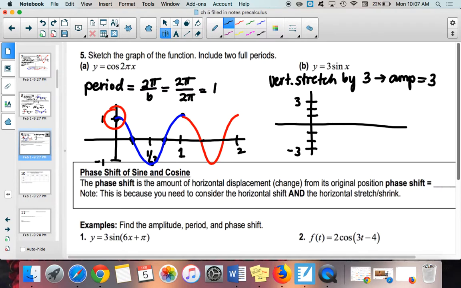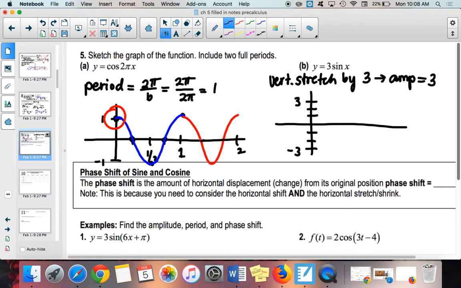And the equilibrium line has not changed. It's still the x-axis. I always call that the middle line, the equilibrium line. How does that change? What if I wanted an equilibrium line of 2? What would I need to do? Yeah, you just have a +2 on the end, right? That would move it up to 2. And then what would our highest point be if I had a +2? Someone said it. 5, and our lowest one would be at -1. Does that make sense?